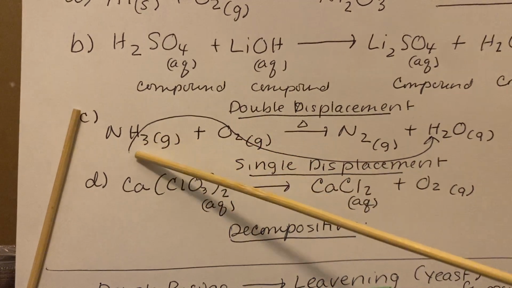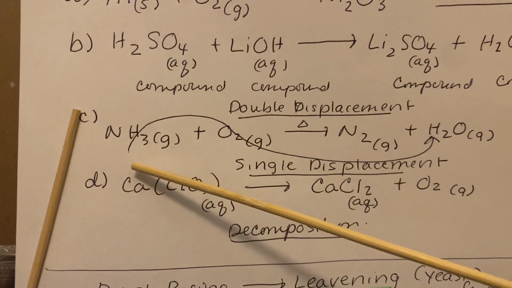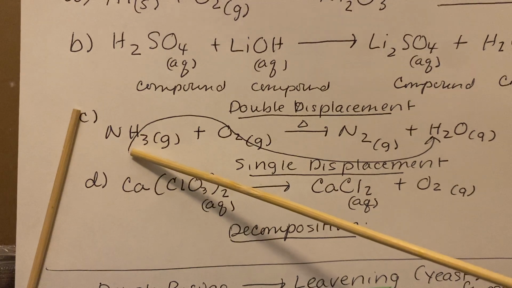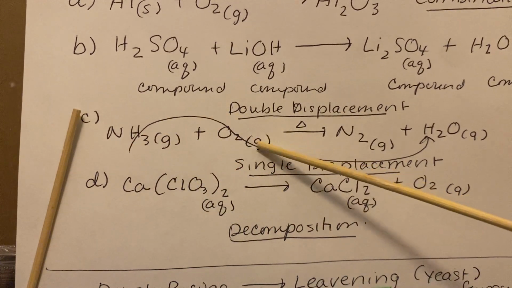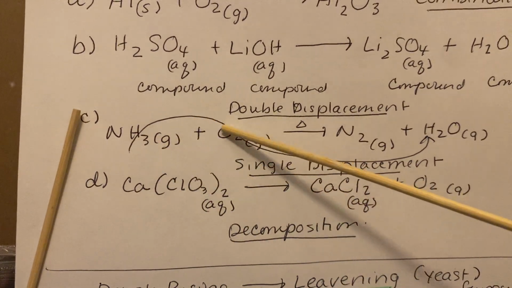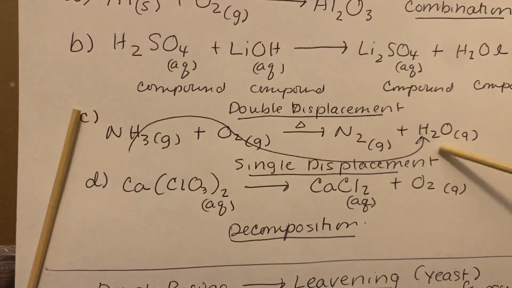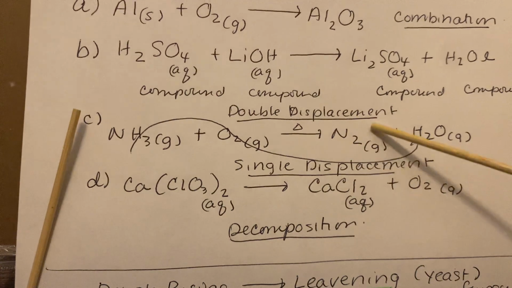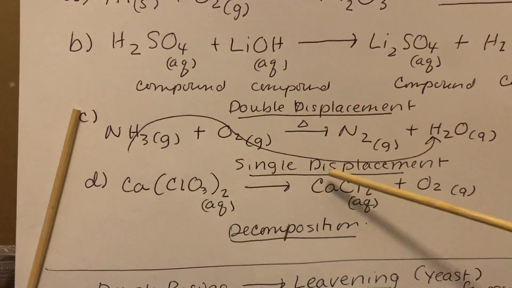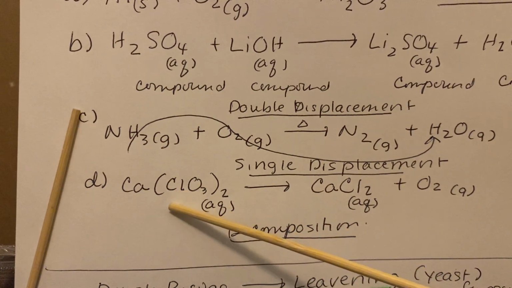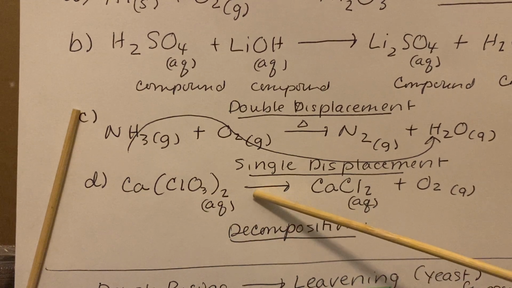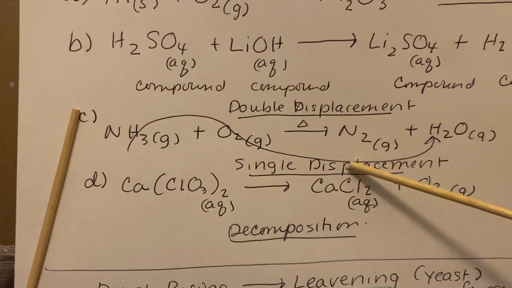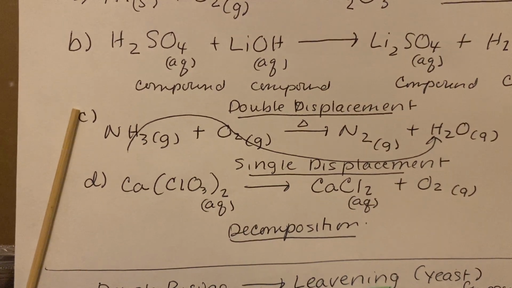Okay, on to the next one here, C. We have NH3, and the nitrogen and hydrogen separate here, and kick out the nitrogen actually. This one looks like the oxygen. The oxygen is going to combine with the hydrogen then and make water. But the nitrogen is being kicked out as the oxygen combines there and turns into basically nitrogen. So this is single displacement. And here's the last one. We have calcium chlorate, and it's basically decomposing into calcium chloride and oxygen. So you have one decomposing into two different elements or compounds there. So that would be decomposition.